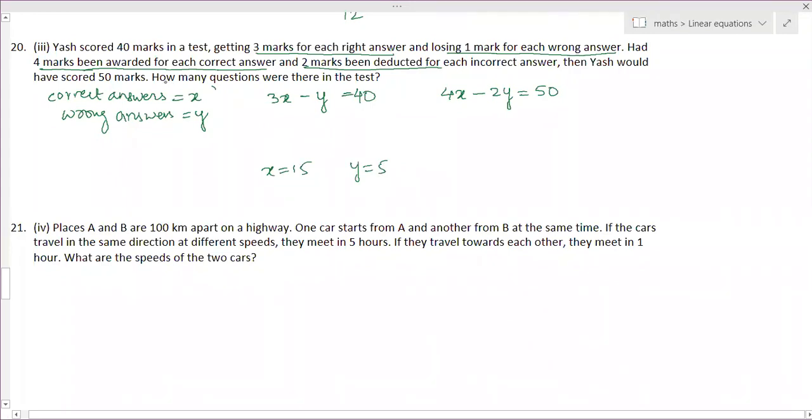But the question, what is the question? How many questions were there in the test? So total questions is equal to 15 plus 5. That is 20.